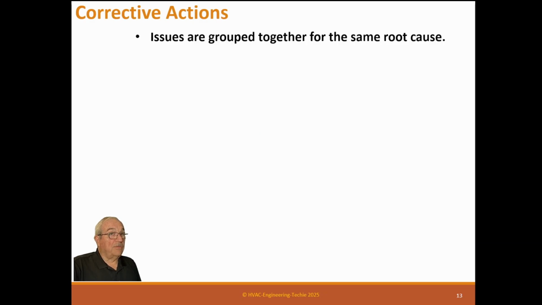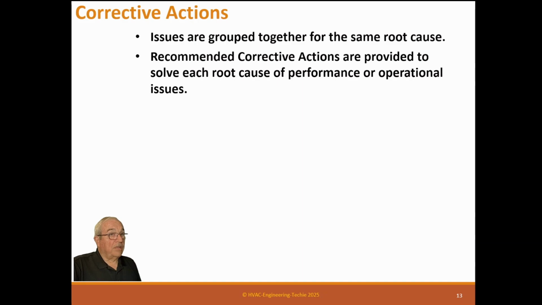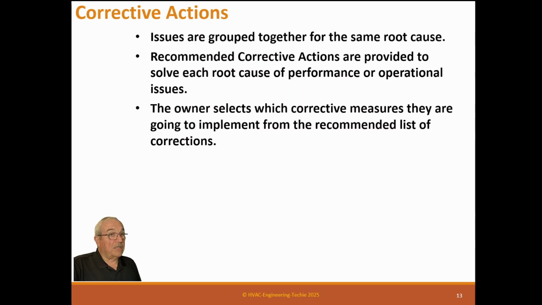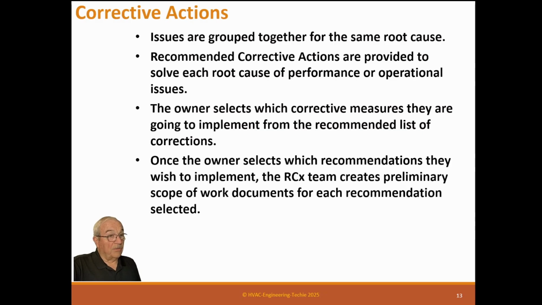Issues are grouped together for the same root cause. Recommended corrective actions are provided to solve each root cause of performance or operational issue. The owner selects which corrective measures they are going to implement from the recommended list of corrections. They select that, and they normally select it on what they feel the need is and what their budget allows. Sometimes the budget is a problem, but it's their money, it's their building, and so they can make that selection. But they always know this is how to correct that.